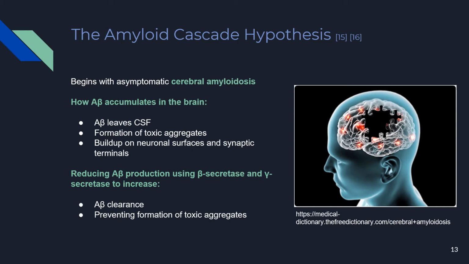For the past 30 or so years, treatment research has been focused on reducing amyloid beta production using beta and gamma secretase inhibitors, active and passive immunotherapies to increase amyloid beta clearance, and preventing the formation of the toxic aggregates that I just mentioned.